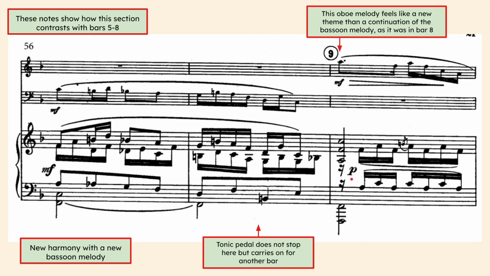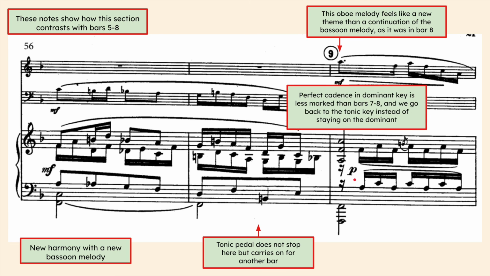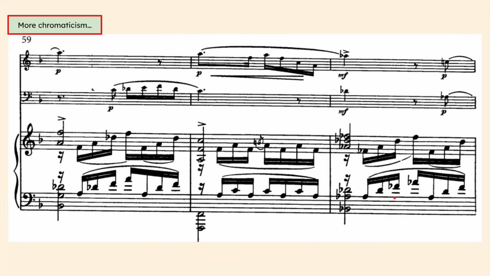The perfect cadence in the dominant key that we saw in bars 7 to 8 does not happen in the same way here. Though C major is outlined a little bit in bar 57, there's no clear cadence here, and rather than continuing with this dominant chord in the next section, we instead go back to F major at bar 58. Some more chromaticism is introduced in this system.